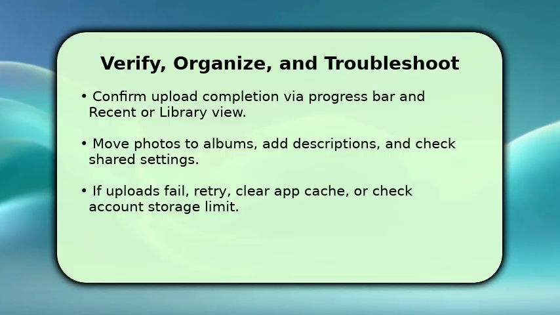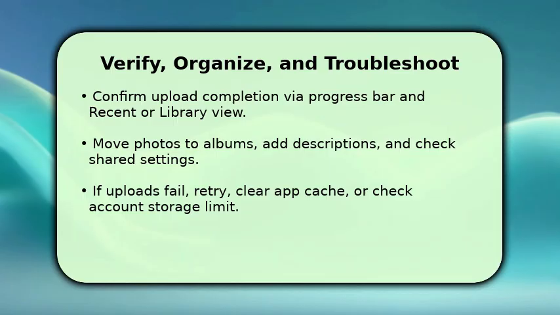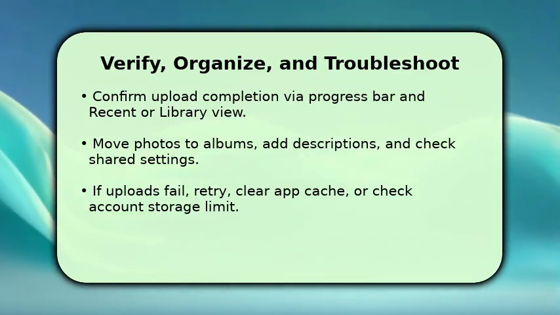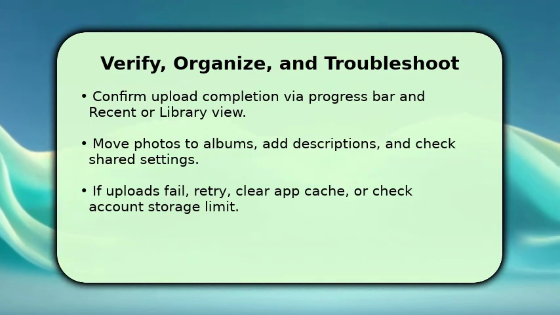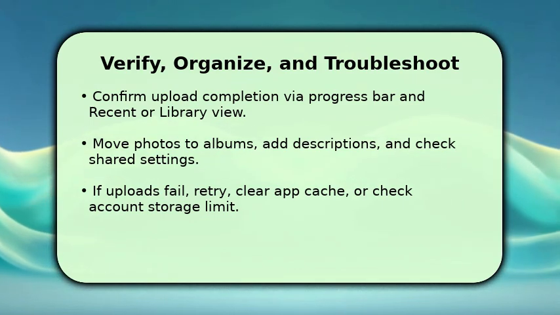If something goes wrong, try the obvious fixes first. Retry the upload, clear the app cache, and ensure you have sufficient Google storage space. If uploads still fail, sign out and back in or restart the device. These simple steps often resolve permission and sync glitches.